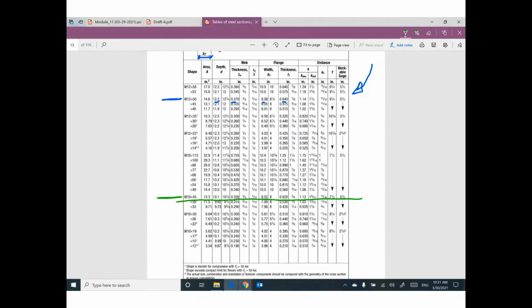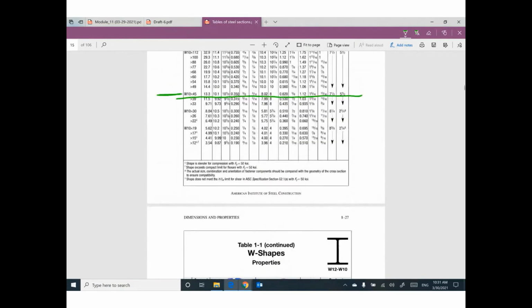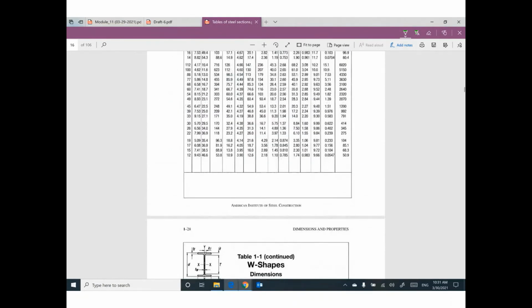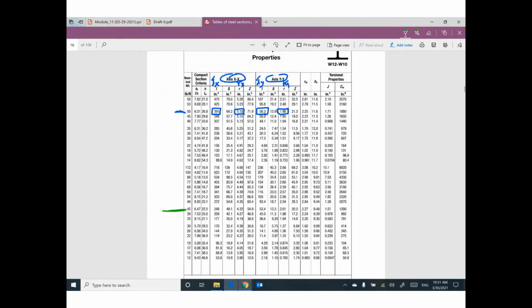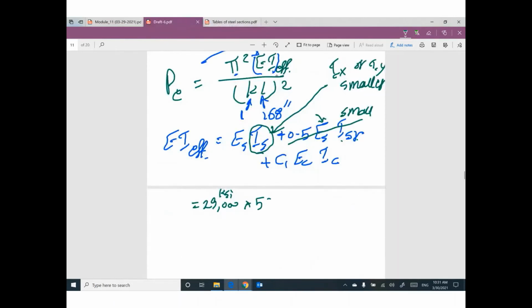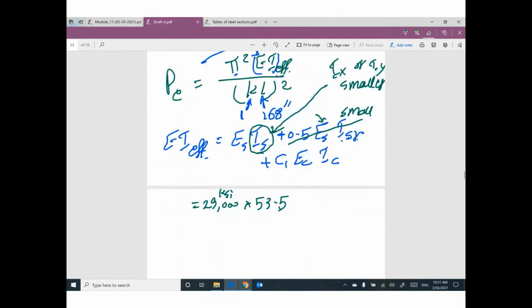So you need to open your table one more time for W10 times 45. This one. We have a value here for IX, 248, and a value here for IY, 53.5. So I will use 53.5.